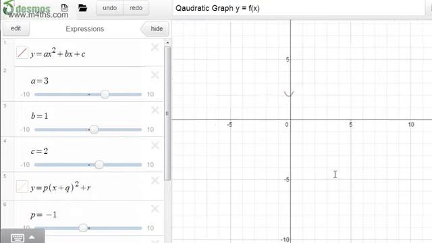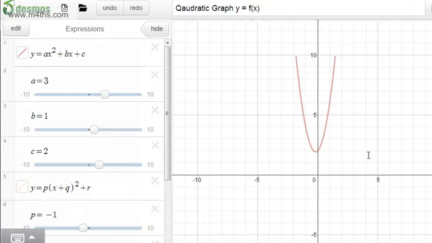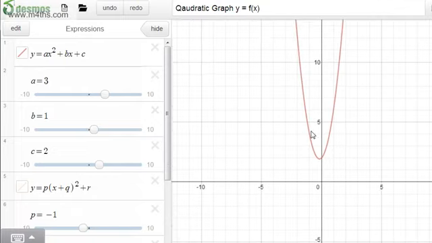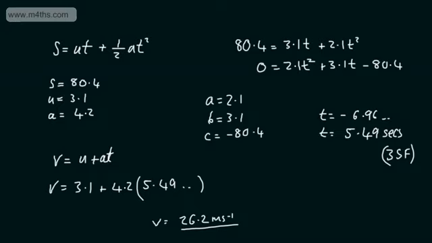Now if we look at this here, we can see quite clearly there are no real roots to this quadratic equation. So this would be 3x squared plus x plus 2. It's not crossing the x-axis. Therefore, we wouldn't expect any real solutions to this equation. So let's write this out, this one right here, and we'll just move on.